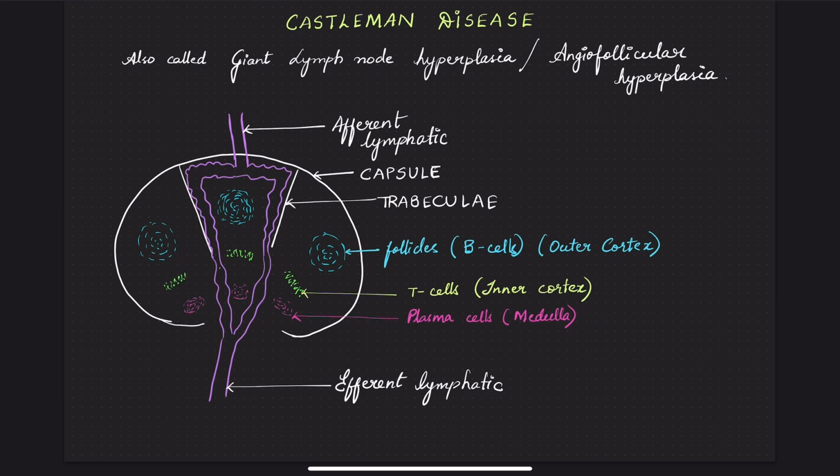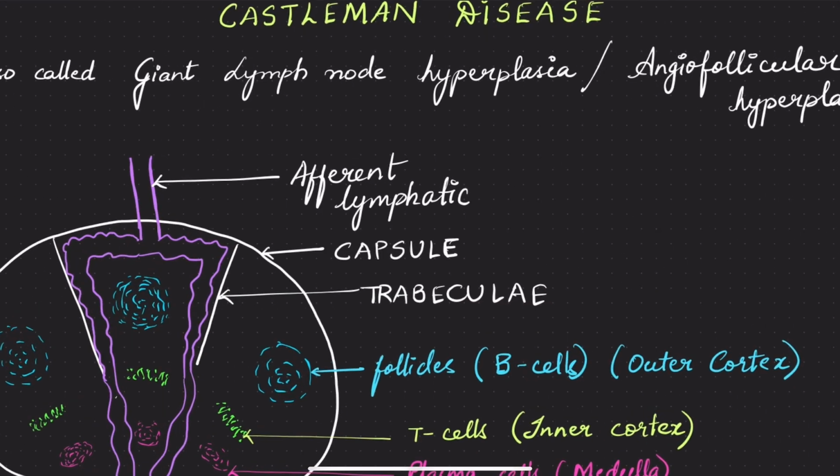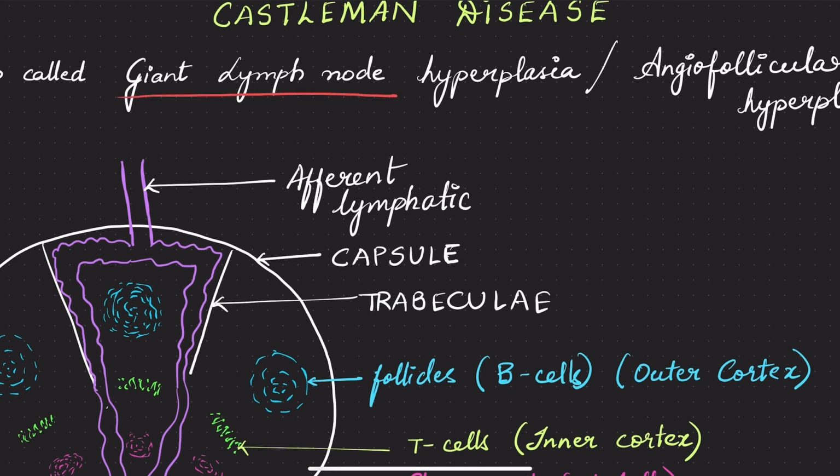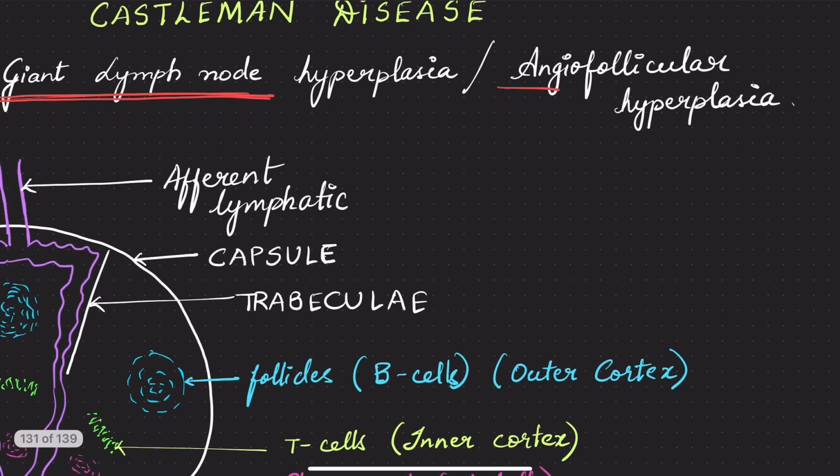Today, let us study about Castleman disease. This Castleman disease is characterized by hyperplasia of cells within the lymph node. So, there's lymph node enlargement because of an unknown reason. This Castleman disease is also called giant lymph node hyperplasia. The patient presents with enlarged lymph nodes, so it is also called giant lymph node hyperplasia, also called angiofollicular hyperplasia.